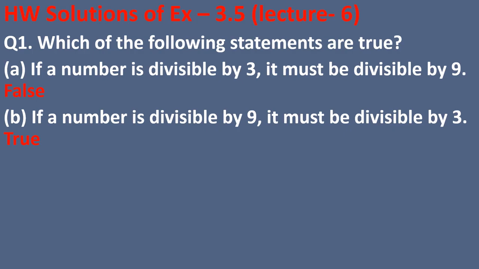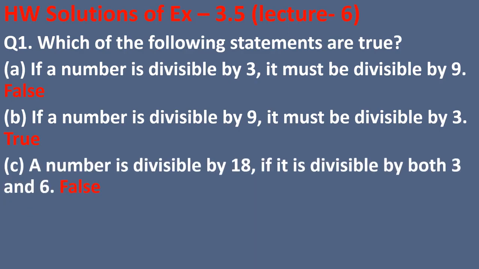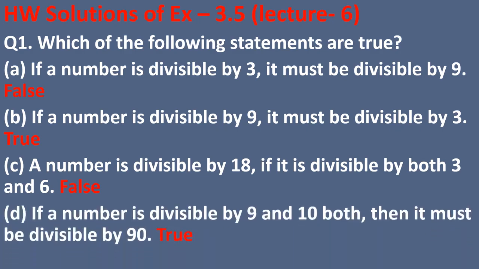C part. A number is divisible by 18 if it is divisible by 3 and 6. False. 3 and 6 are not co-prime numbers. If a number is divisible by two other numbers, then it must be divisible by their multiplication only if both the numbers are co-prime numbers. Here 3 and 6 are not co-prime numbers. So it is false.